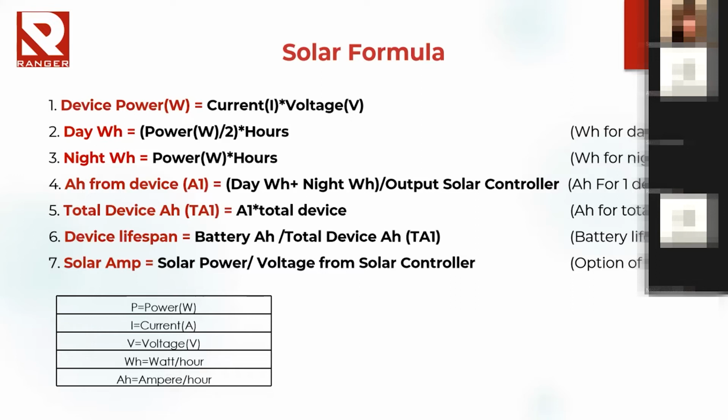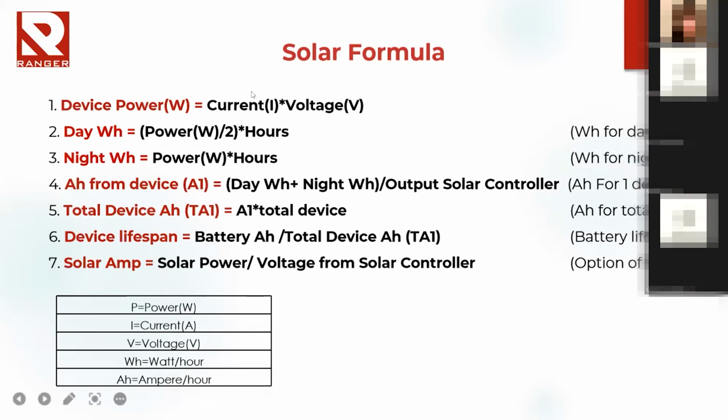For the camera, in the daytime the IR of the camera will be off, so the power is not maximized. For nighttime, the IR will be on and the power will be maximized. So we have to calculate for day and night. Later I will show you the calculation. Now I explain the formula first.